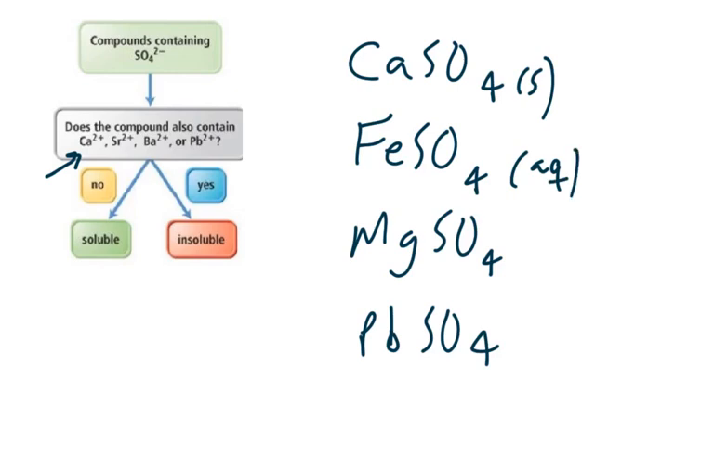So you put AQ. When you go to the third example, same thing. Magnesium is not one of those 4 exceptions. So this one is also soluble. However, the last one has lead, and as long as you have calcium, strontium, barium, or lead, you will be a precipitate, so that will be insoluble, which would make it a solid. Okay?